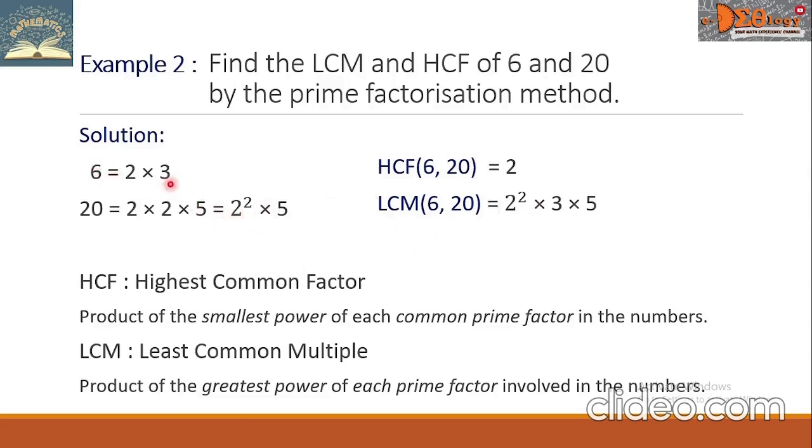Then we write the factor 3 here. Then we copy the factor 5. We get the product. The answer is 60. This is the LCM.